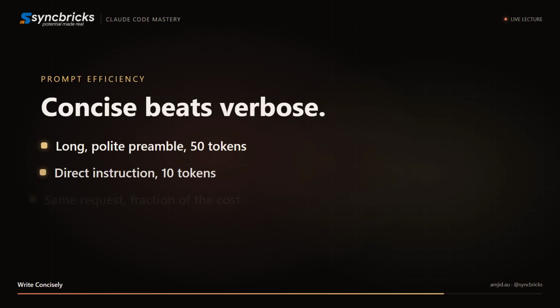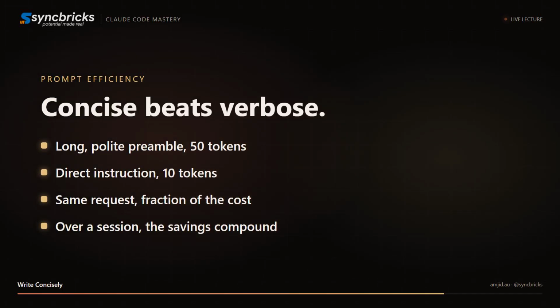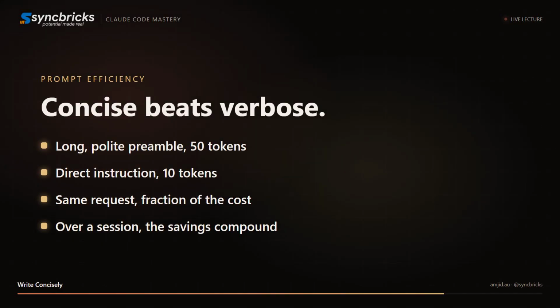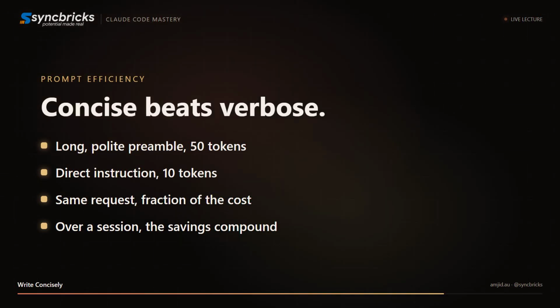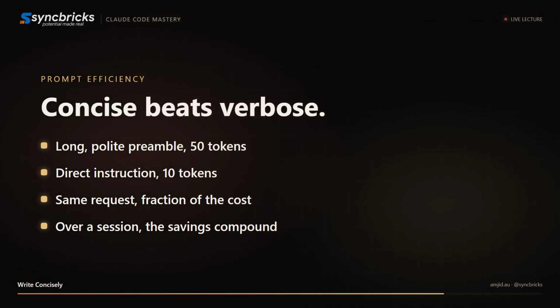Now let us talk about efficiency in communication. The way you write your prompts affects token usage. Clear and concise instructions use fewer tokens and improve performance. A short and direct instruction is always better than a long and unclear one. Over time, this significantly improves efficiency.